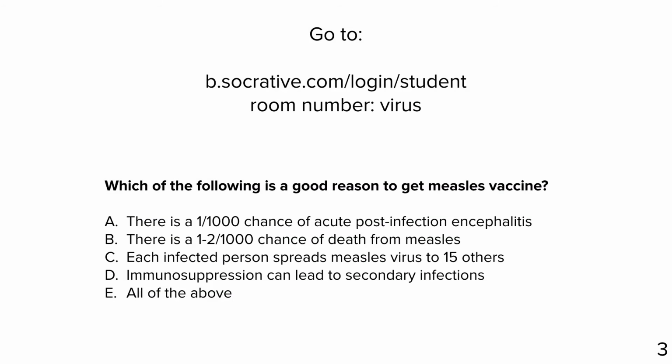All right, next question. Which of the following is a good reason to get measles vaccine? There is a 1 in 1,000 chance of acute post-infection encephalitis. There's a 1 to 2 in 1,000 chance of dying. Each infected person spreads measles to 15 others. Immunosuppression can lead to secondary infections. So all of the above. E is the answer, of course. All of these things are good reasons to get measles vaccine.